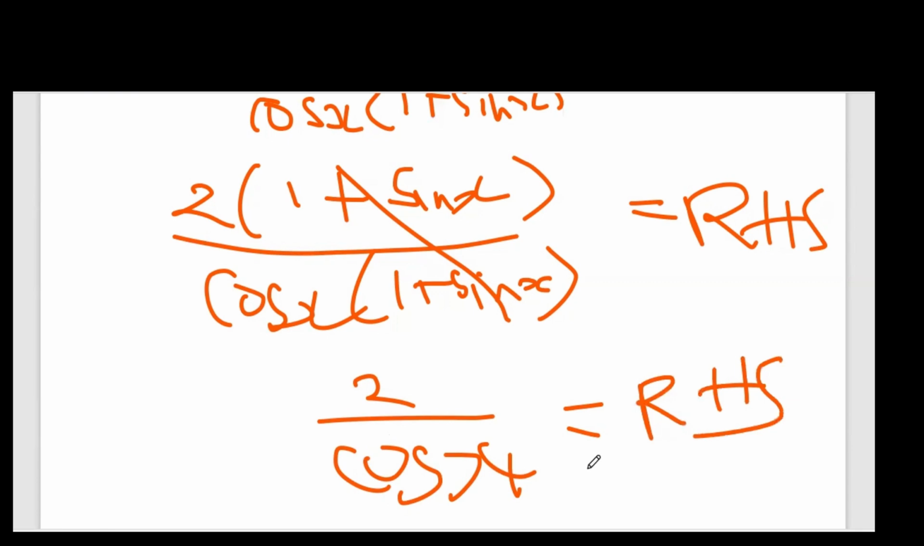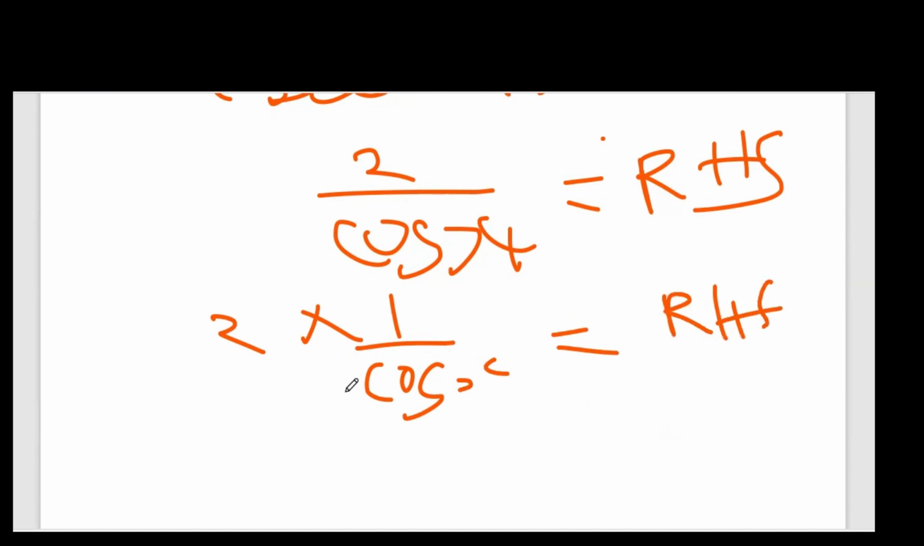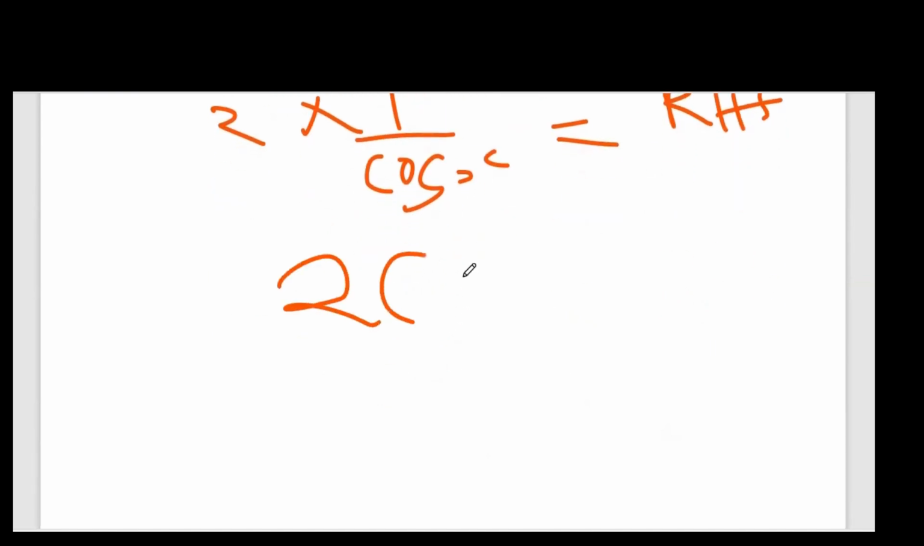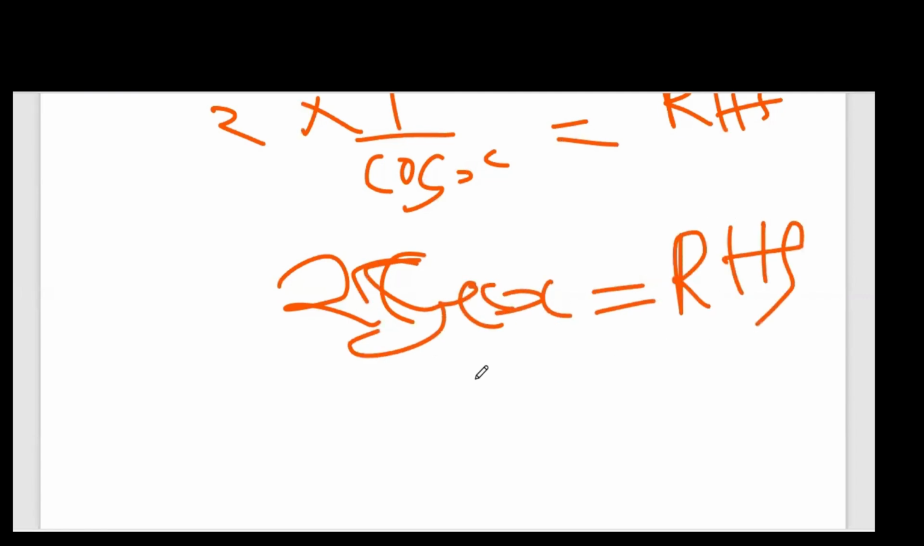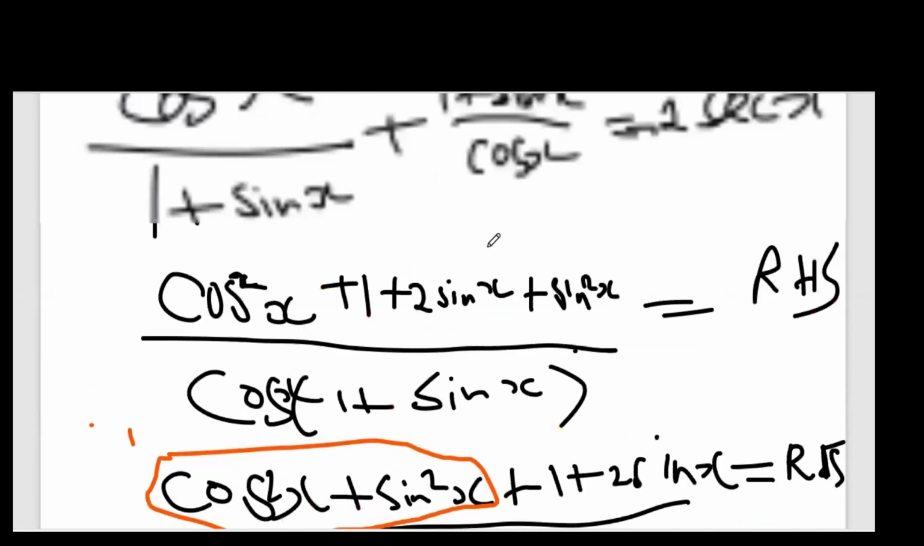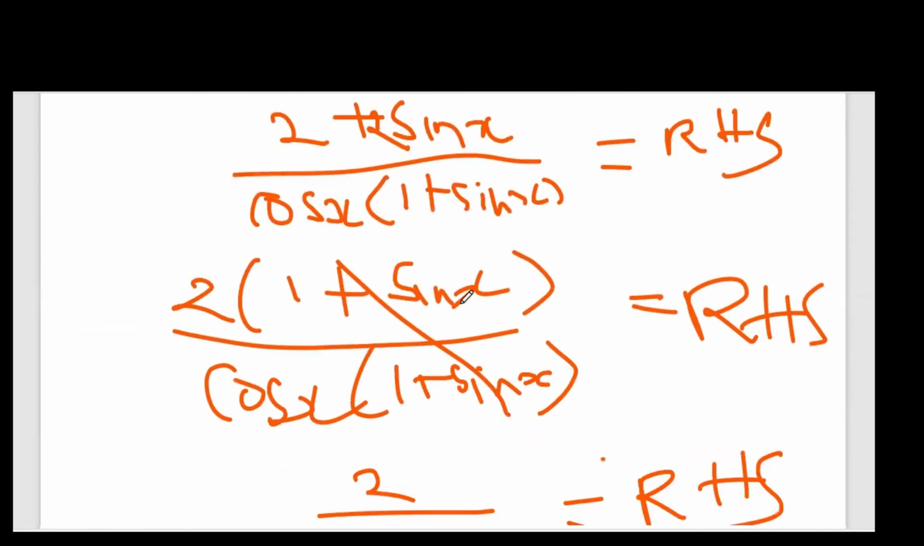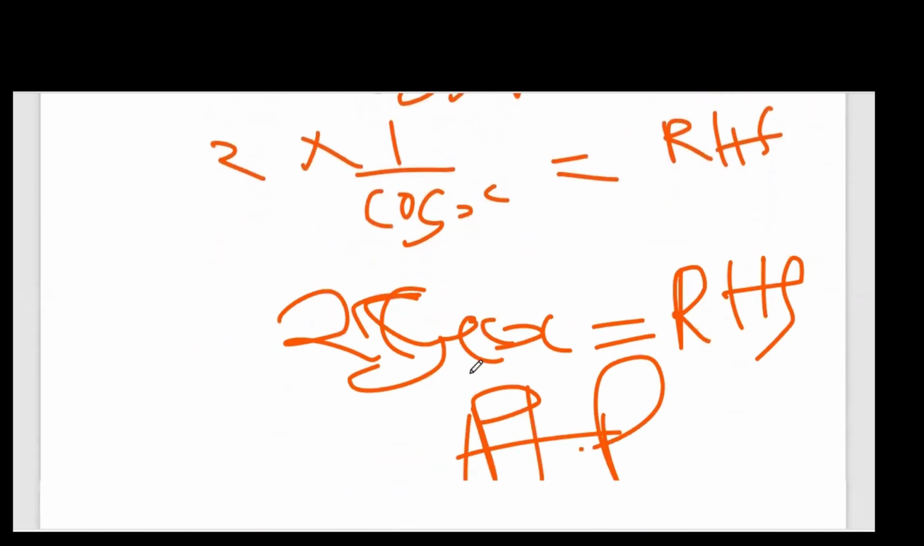Now, we know that this can be separated into 2 times 1 over cos x, and you know that 1 over cos x is sec, so it will be 2 multiplied by sec x, which equals the right-hand side. Hence proved, because we are looking for 2 sec x, and that's what we had there. From this we've gone all the way down here, and we have found our 2 sec x.